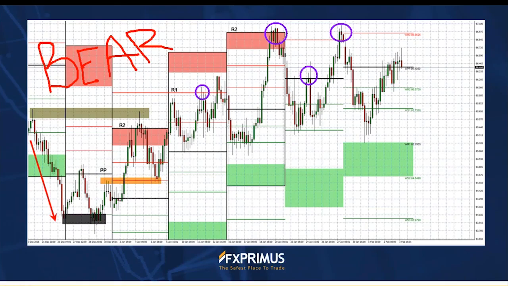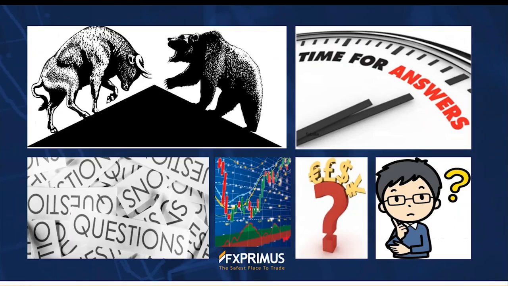You got this short here as well, you see. Area of resistance, another big move down. So, same chart, bull made lots of money, bear made some money. Did you get the point?